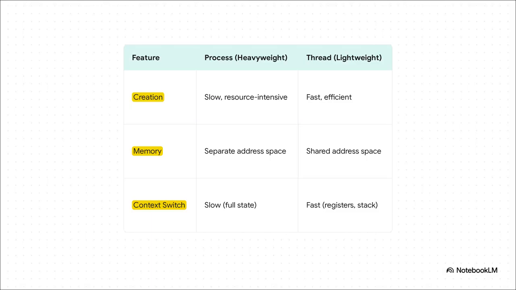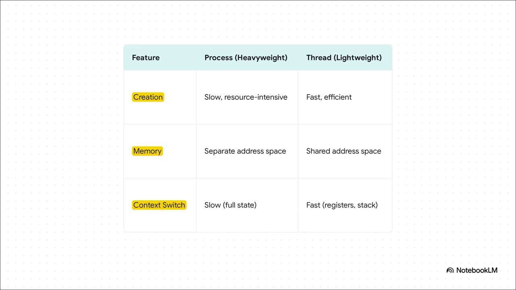Let's look at this head-to-head because it really makes it clear. Creating a whole new process is slow. It's like building an entire restaurant from scratch. But creating a thread, that's fast. You're just hiring a new waiter. The memory model is the real game changer. Processes are totally isolated, while threads share their address space.